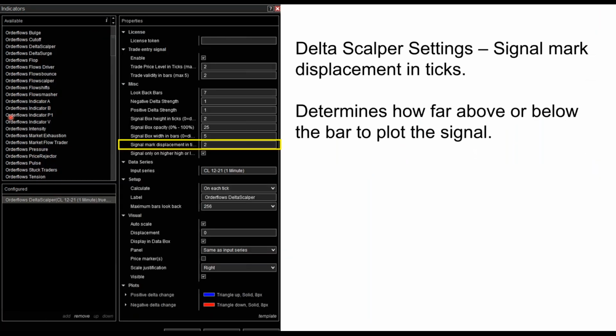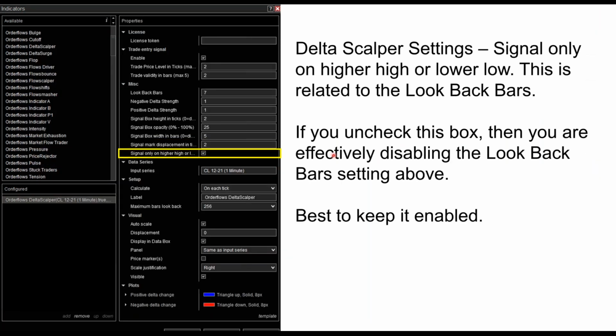Now, the last one, like I said, is signal only on higher high, lower low. This is related to the setting up here, lookback bars. If you uncheck this box, basically you're disabling the entire lookback bars to begin with. I said in the previous version, we couldn't set it to 0. I asked my programmer to make that change. He left this in because some people were so used to it, but you could actually set the lookback bars to 0, which would disable it. But it's just best to keep it enabled.